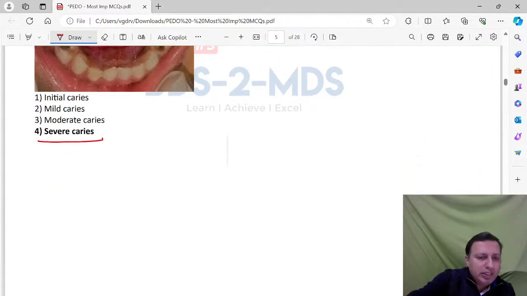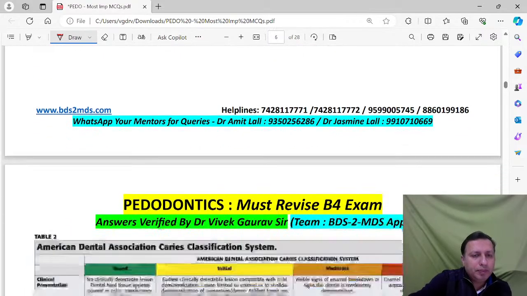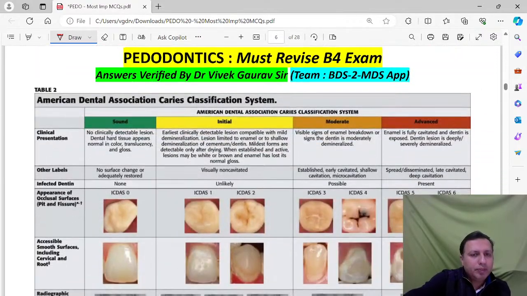So, we have attached the chart for this also. Okay, just go through this chart. Which is sound, initial, moderate, advanced, which is basically the severe form.